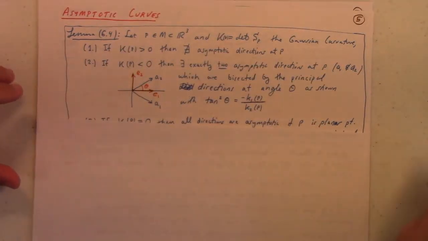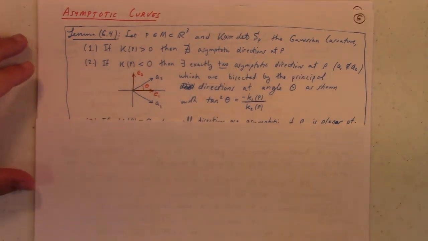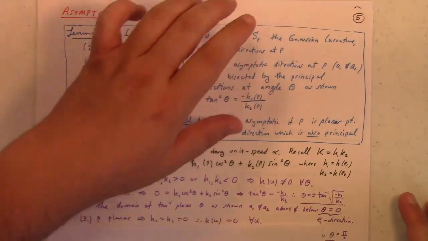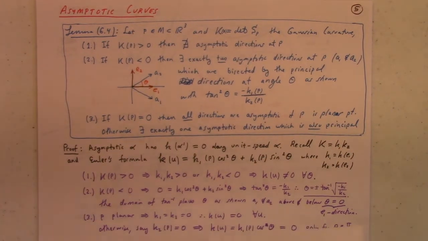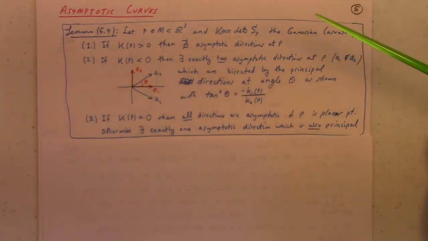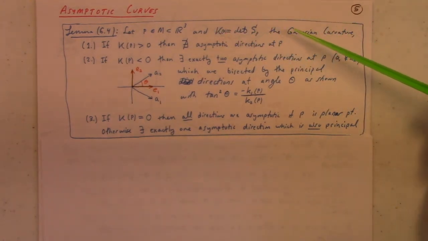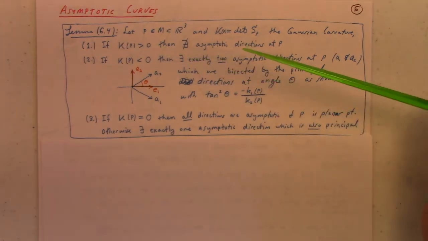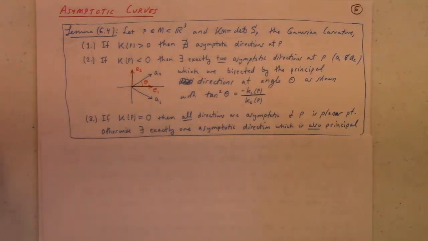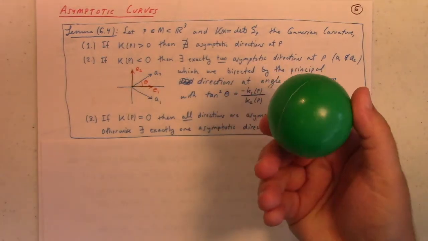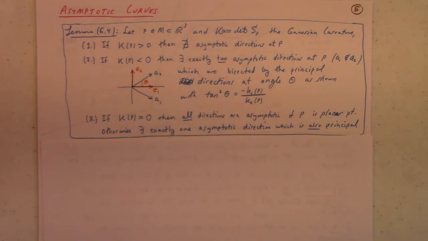Moving along, asymptotic curves. There's a lemma which pretty much tells you how to work with it. It gets what it should, and it's not that hard to prove either. But let me just state the lemma first. If we have a point P on a surface, the Gaussian curvature, remember, is the determinant of the shape operator at the point. If the Gaussian curvature is positive, then there are no asymptotic directions. For example, on this sphere, there are no asymptotic directions, all right? There's no direction in which the normal curvature is zero. On the other hand, if you have a Gaussian curvature less than zero, there are exactly two asymptotic directions.